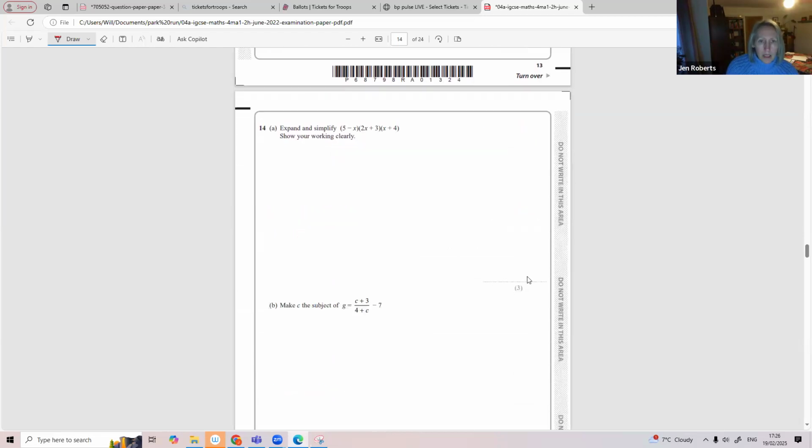Okay, expand your brackets. I'm going to expand these brackets first. 2x squared, 8x, 3x, 12. Let me simplify it. 2x squared plus 11x plus 12. I'm going to multiply all of that by 5 minus x.